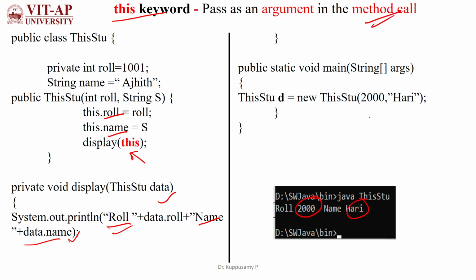So here the constructor is... this keyword is very useful to represent the current object values in Java.